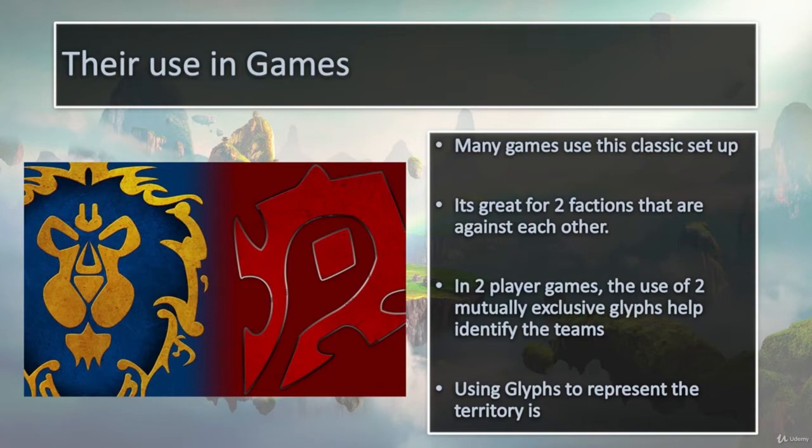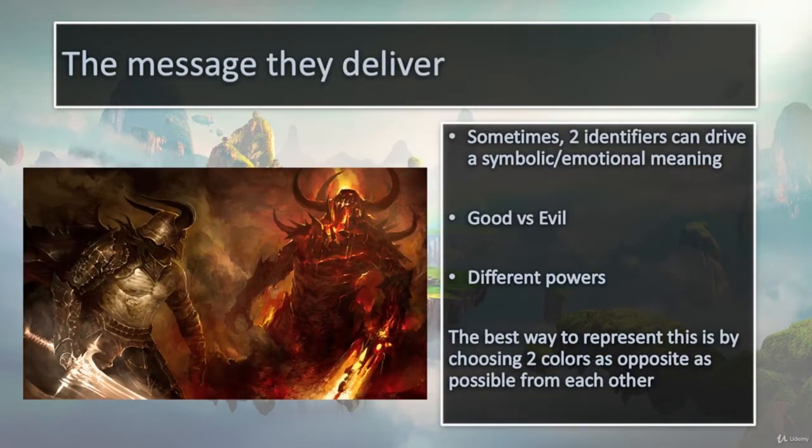So what is the message that they deliver? Well, sometimes two identifiers can drive a symbolic and emotional meaning. Good versus evil. Different types of powers. And the best way to represent this is by choosing two colors as opposite as possible to each other. So this would probably be complementary colors. Using a complementary color scheme for two color identifiers would be the most ideal way to use that color scheme effectively. And obviously there are different types of color schemes that could be associated with this, but complementary would most probably be the most effective one.